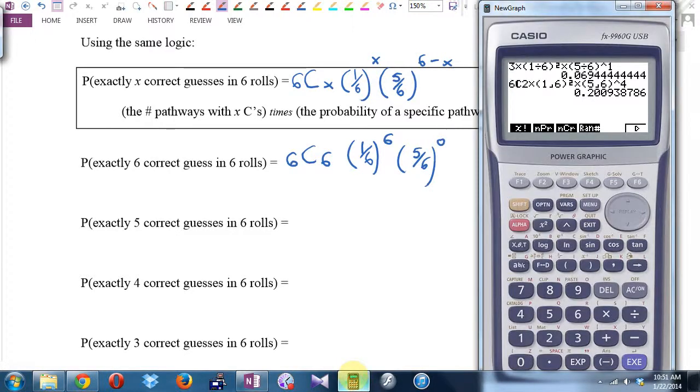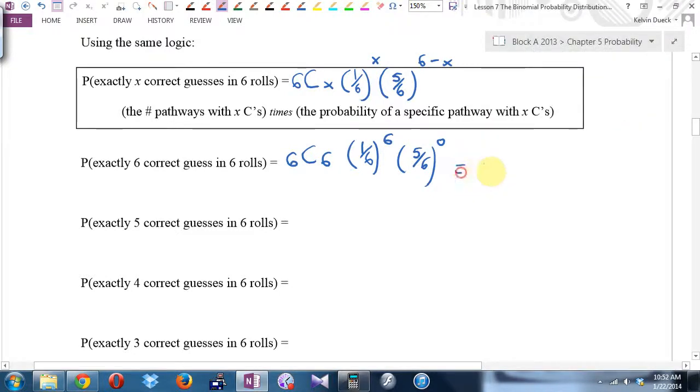And because I have this actually typed in, I can just backspace and do a little editing. I'm going to change the 2 to a 6. I'm going to change this squared here to the power of 6. And I'm going to change this 4 here to the power of 0. As a fraction, I get 1 in 46,656 probability. Is that okay?